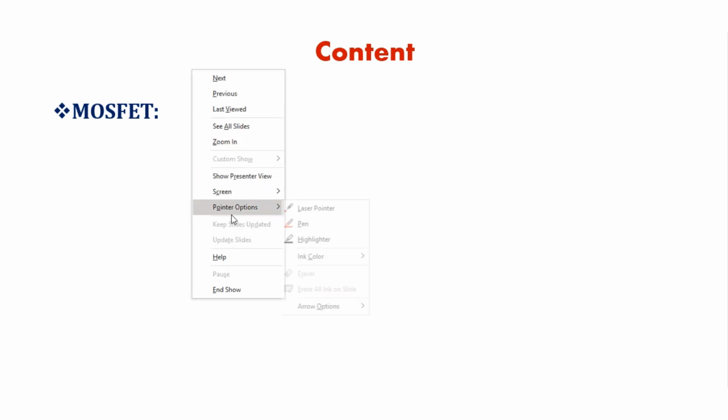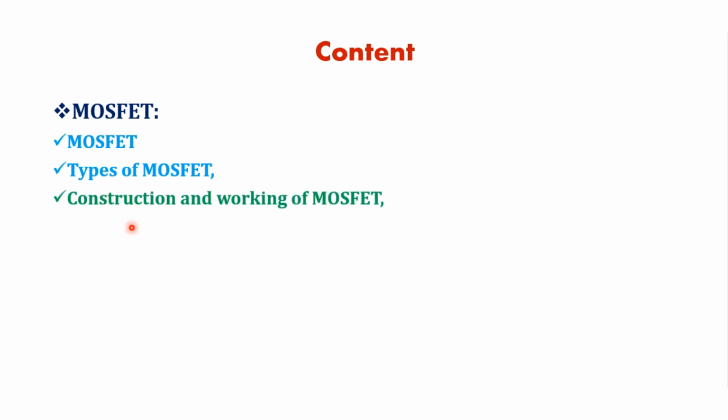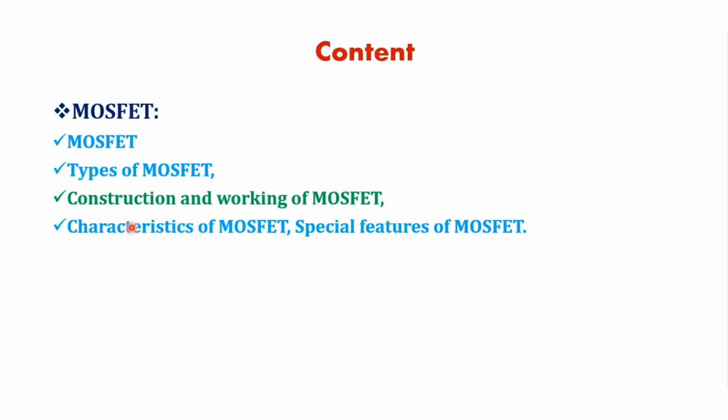I welcome you all to this second video of field effect transistor. Here is the content of this video. In this video, we are going to study about MOSFET, that is metal oxide semiconductor field effect transistor. First, what is MOSFET, then types of MOSFET, then construction and working of MOSFET, then characteristics of MOSFET, and its special features.